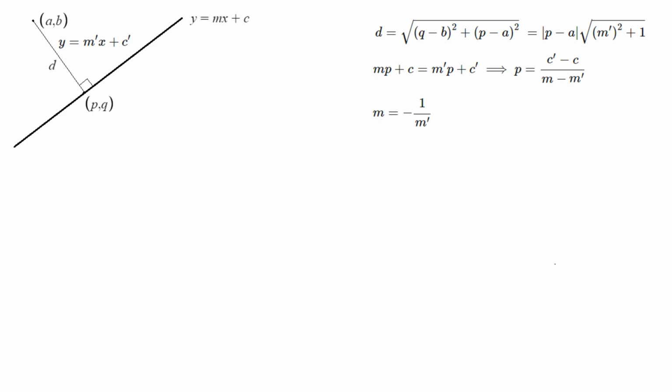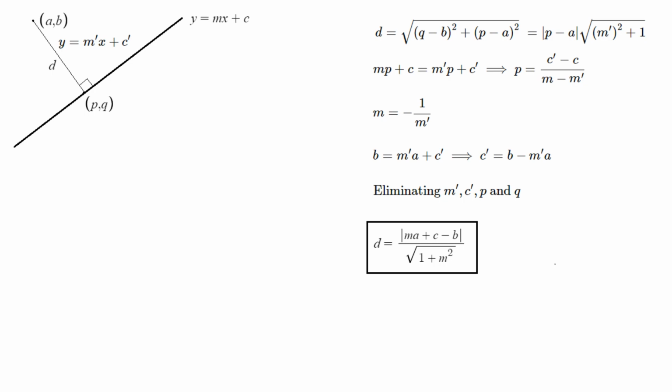And because the perpendicular passes through (a, b), we have b = m'a + c', which gives c' as b - m'a. Eliminating all unknowns between these equations, we get d as you see on screen, which is the formula for the perpendicular distance between a point (a, b) and the line y = mx + c.